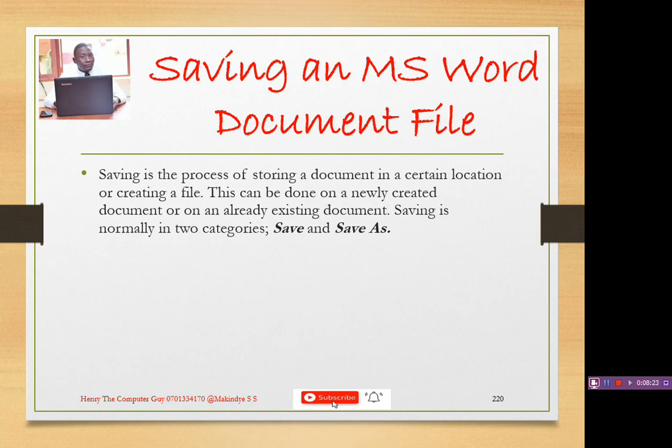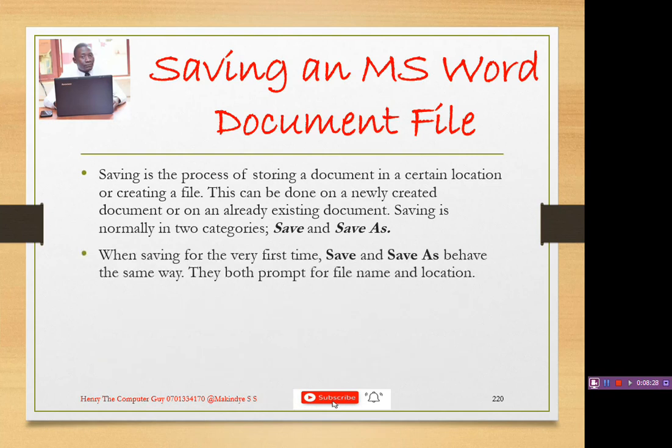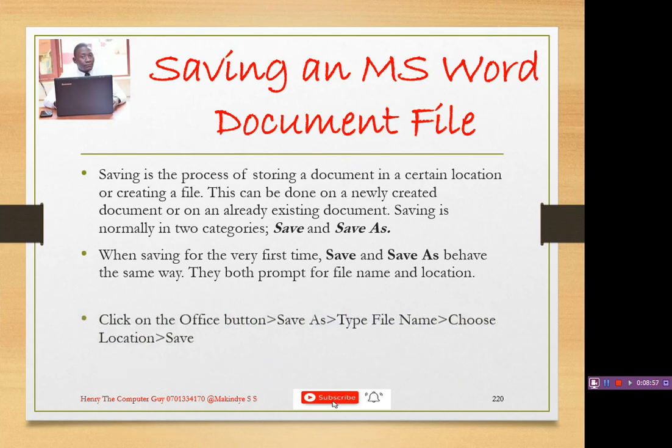But what is the difference? We're going to see the difference between save and save as. So when saving for the very first time, save and save as behave the same way. They both prompt for the file name and the location. So if you haven't saved the document on your computer or anywhere, if you click either save or save as, they will give you the same item. For example, they will ask you for the file name and the location where you want to save your document. So they will be treated in the same way, either save or save as.